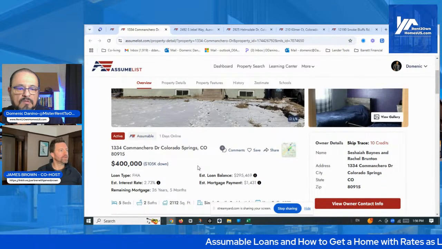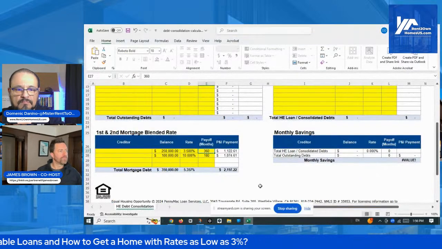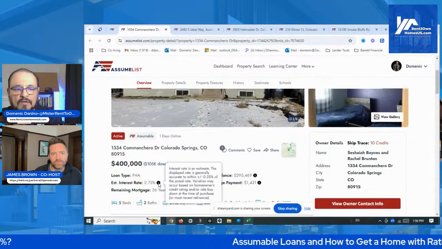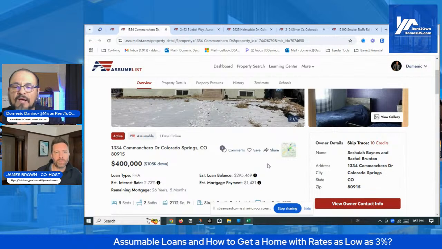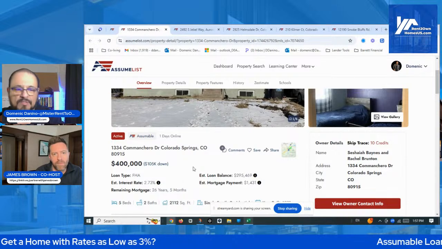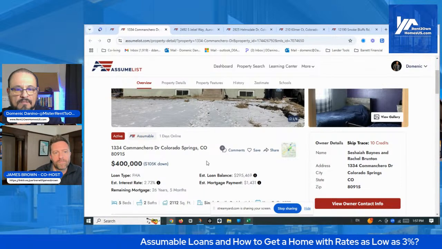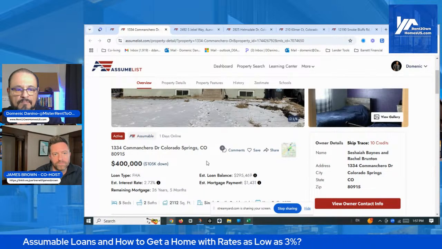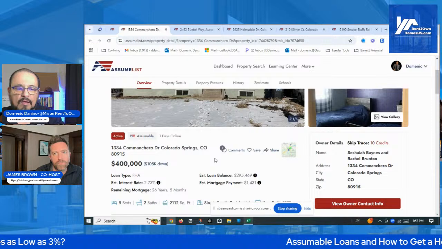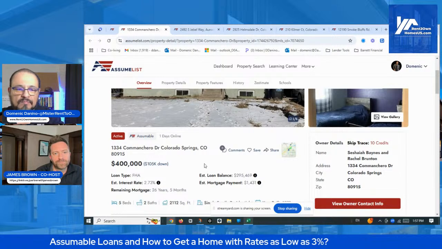Okay, so let's run through this scenario. I have a little Excel worksheet called a blended rate. The lender that will lend on the second isn't going to give you 2.73%. They're not even going to give you 6%. The rates are going to be maybe in the 9s or 10s. But if you borrow 60,000 at 10%, and you're borrowing 295 at 2.73, is that better than getting a whole new loan at 6.5?